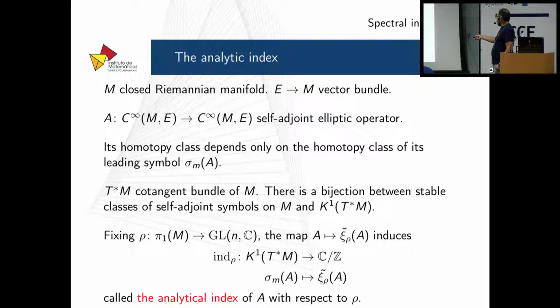And if I fix a representation rho, then the map which sends A to its reduced eta invariant, as I said, is a homotopy invariant, so it only depends on the leading symbol. So that gives a map from the symbols to C mod Z. And this is what Atiyah, Patodi, and Singer called the analytical index of the operator with respect to the representation. So this is an analytic index.